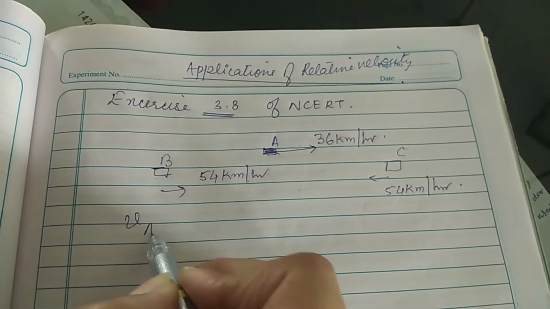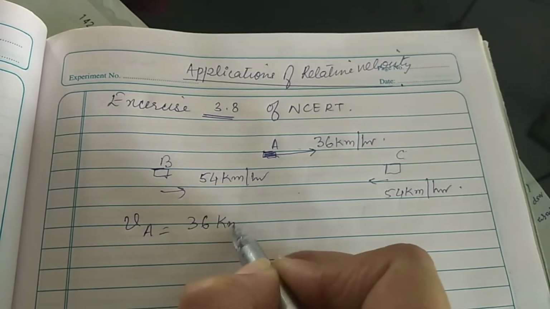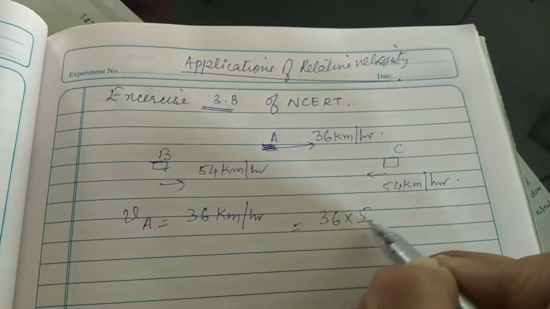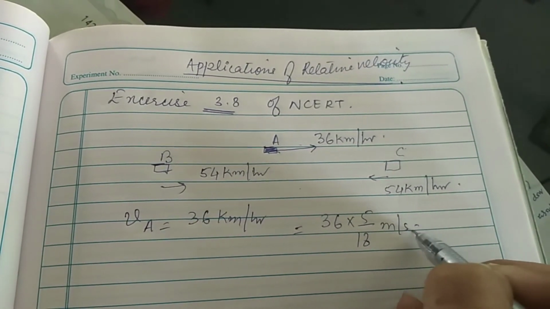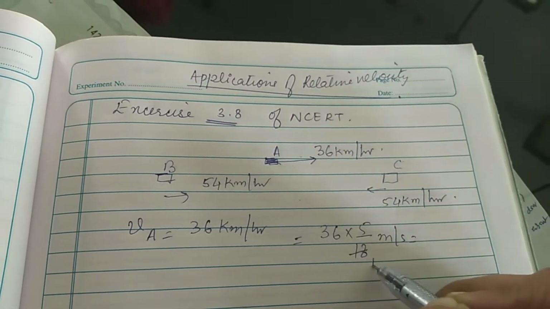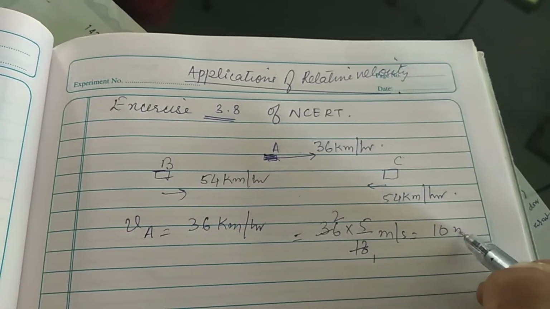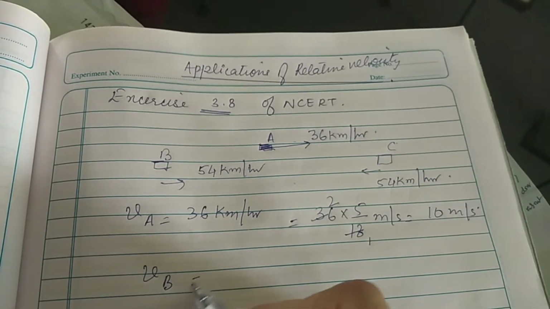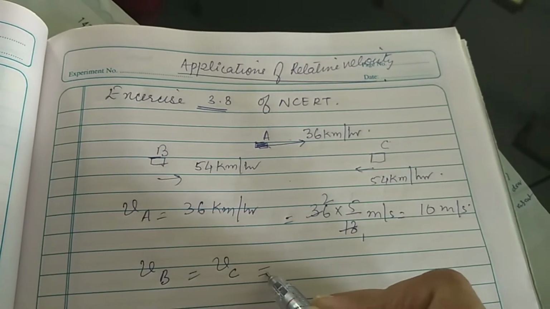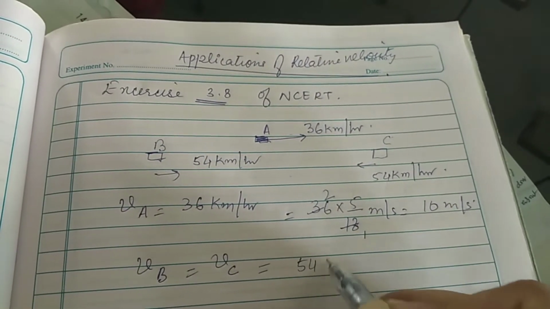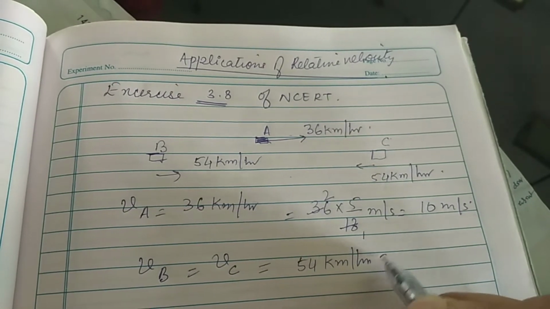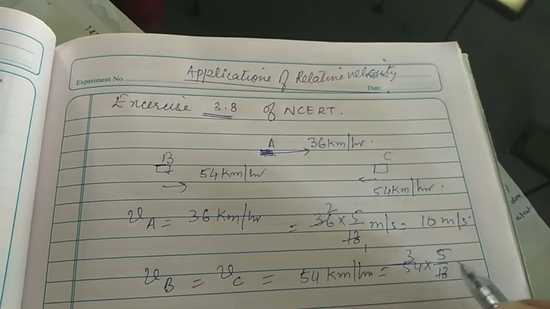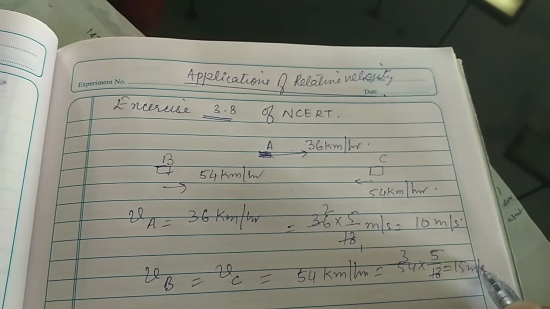So here the velocity of car A is 36 km per hour, that is 36 into 5 by 18 meter per second. So what you will get? This would be 10 meter per second. And the velocity of car B and the velocity of car C, the magnitudes are the same, directions are opposite. So this is 54 km per hour, means 54 into 5 by 18, that is 15 meter per second.